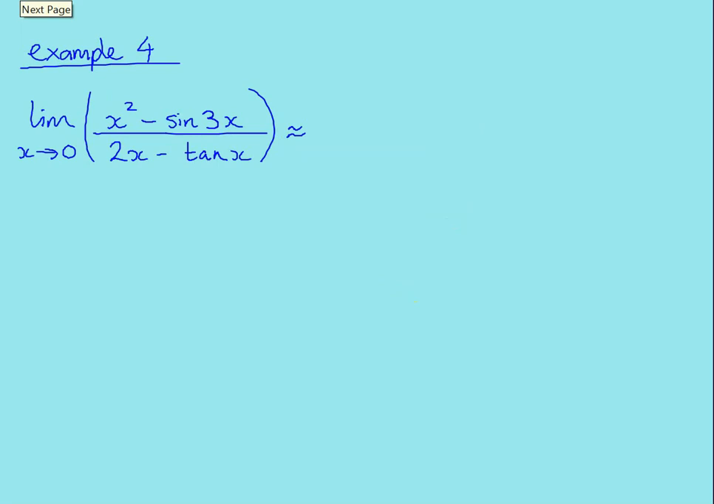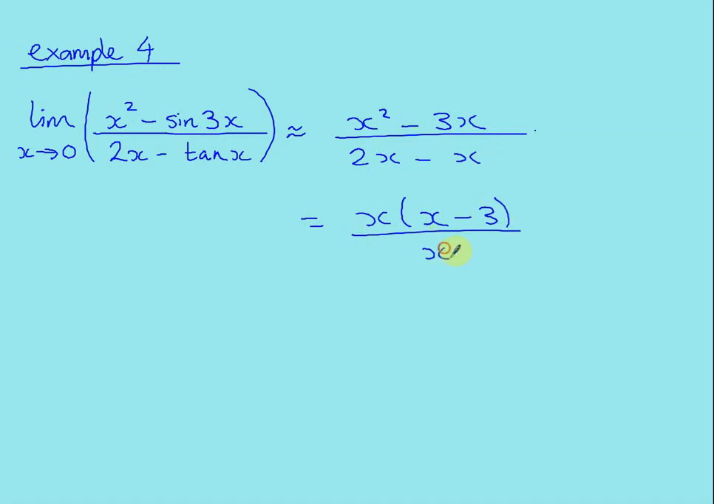And the last one, again, no cos. We can't do anything with the x squared, so that's x squared. Sine 3x, we can lose the ratio. 2x, can't do anything with that. The tan, we're going to lose the ratio. That looks like it needs to be factorised, so let's do that. x brackets x minus 3 all over x. The x's are going to cancel, so this should be approximately equal to x minus 3.